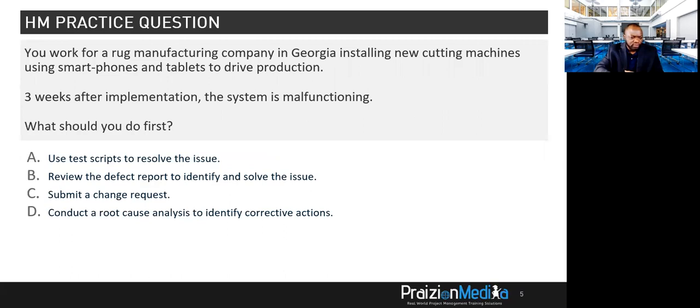Relaunch the poll. Let's go. You work for a rug manufacturing company in Georgia, installing new cutting machines using smartphones and tablets to drive production. 3 weeks after implementation, the system is malfunctioning. I'll give you a minute, 12 seconds.